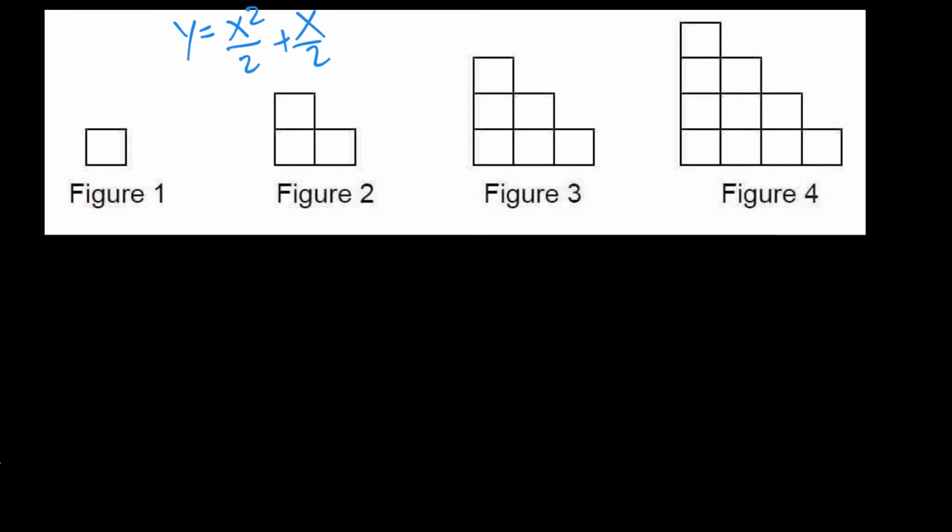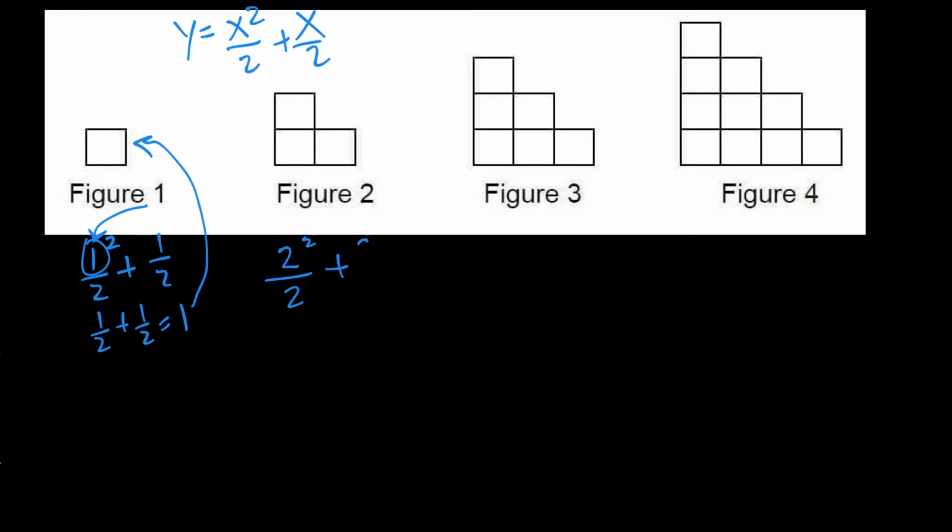Does it work? So figure 1, that means I put 1 in for x: 1 squared over 2 plus 1 over 2. 1 squared is 1, that's 1 half plus 1 half, which is 1. Hey, you got 1 square. So figure 2, that would be 2 squared over 2 plus 2 over 2. 2 squared is 4, 4 over 2 plus 2 over 2, and 4 plus 2 is 6 over 2, which is 3. So I put 2 in for both of these places, and I get 3 squares out.